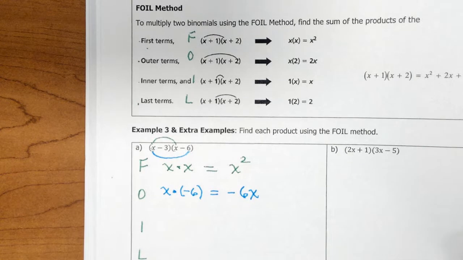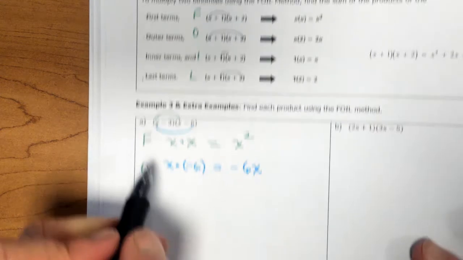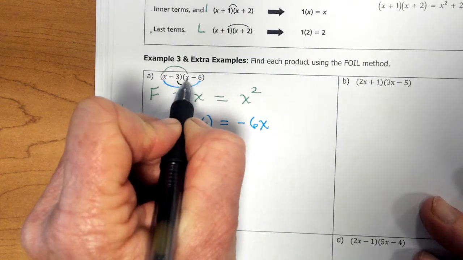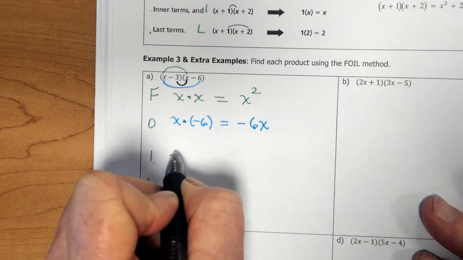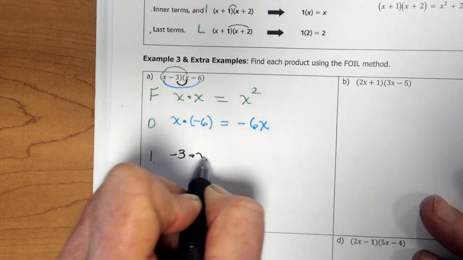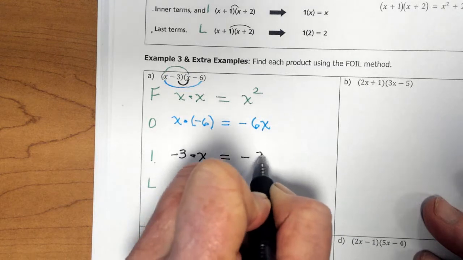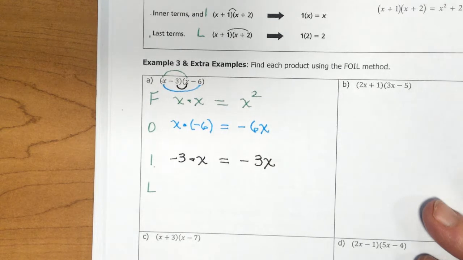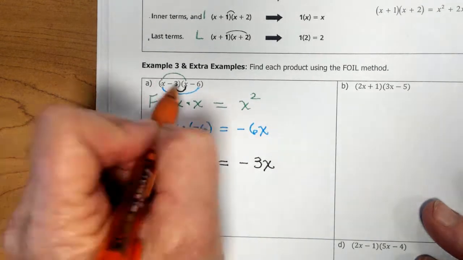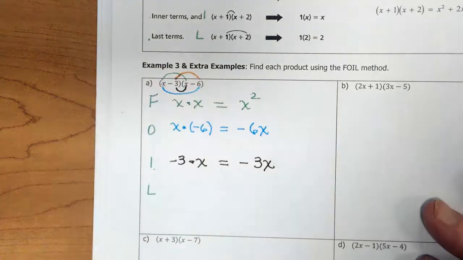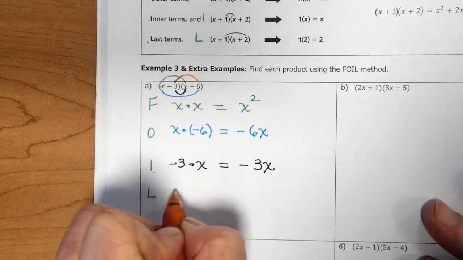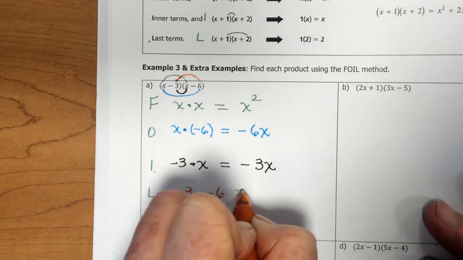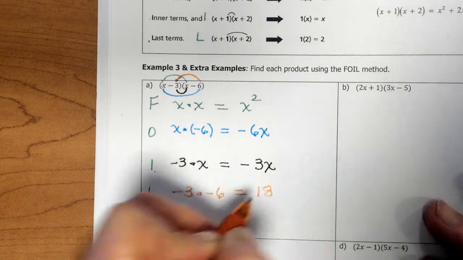So now I'm going to go internally, and I'm going to do the inner terms. What are the inner terms? Negative 3 and X. So I'm going to multiply negative 3 times X. And when I do that, I get negative 3X. And what are my last terms? Well, my last terms are negative 3 and negative 6 right there. So negative 3 times negative 6 is positive 18.